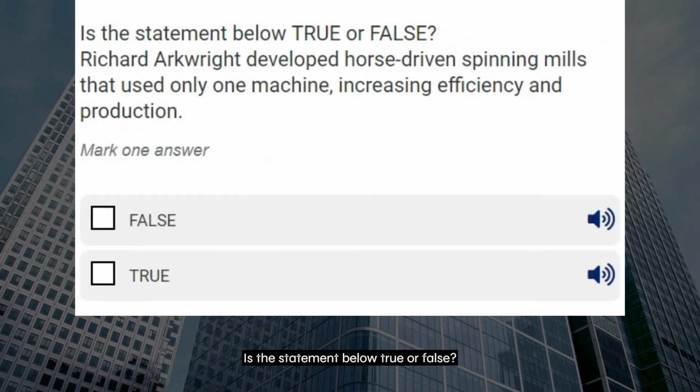Is the statement below true or false? Richard Arkwright developed horse-driven spinning mills that used only one machine, increasing efficiency and production. False. True. Correct answer, true.